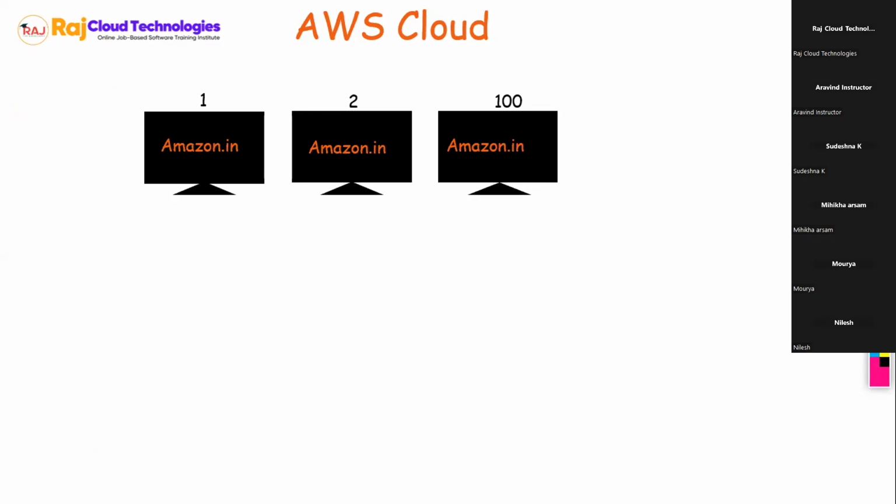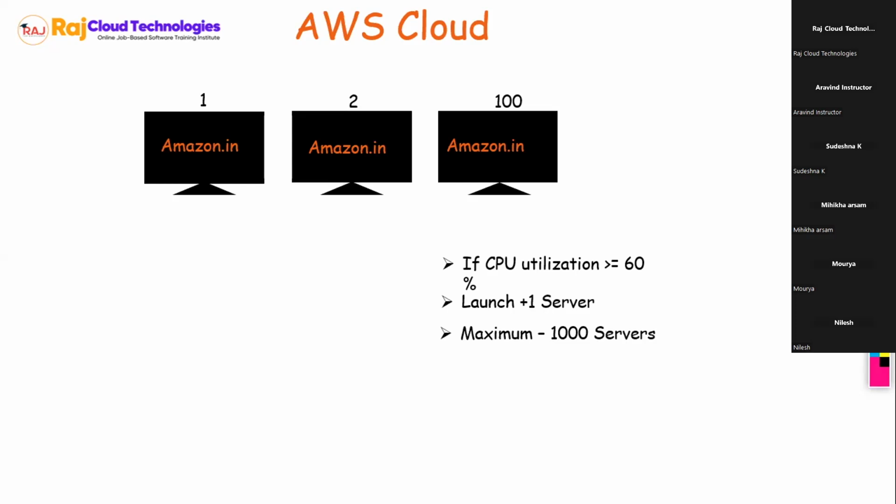So I have given this condition. Whenever CPU utilization is crossing 60%, I'm asking my Amazon cloud to please launch one server automatically. You monitor, and if the CPU is crossing 60, you take care and launch one server. I'm also keeping a maximum capacity of 1,000 servers. Even though I may need only 200 or 300, you need to keep a big figure for the safe side. So I'm telling AWS, maximum 1,000 servers I need, and if it is crossing 60, please launch one server.